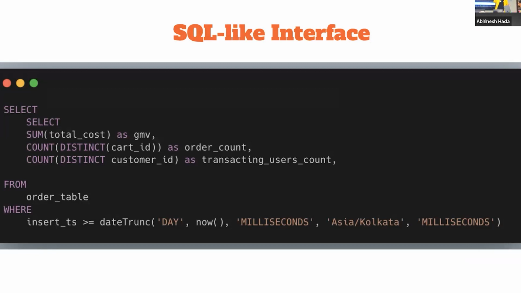For example, the metrics that I talked about. Let's say we have created an order table. We would need to do simple things like sum of total cost. It becomes a GMV. We would not want to write something out for that, right? So SQL should work out of the box for us. That was another need for us.